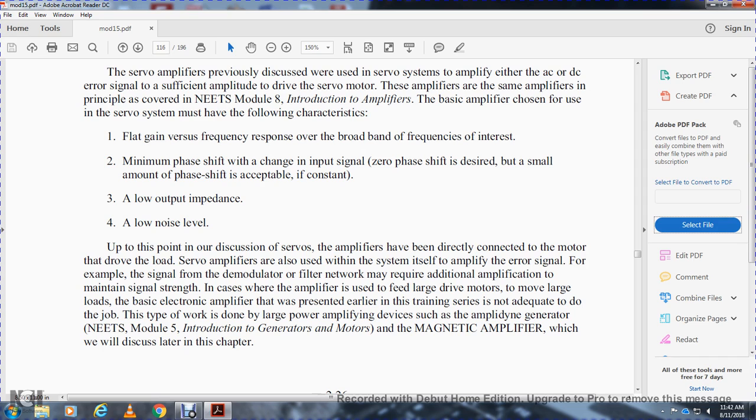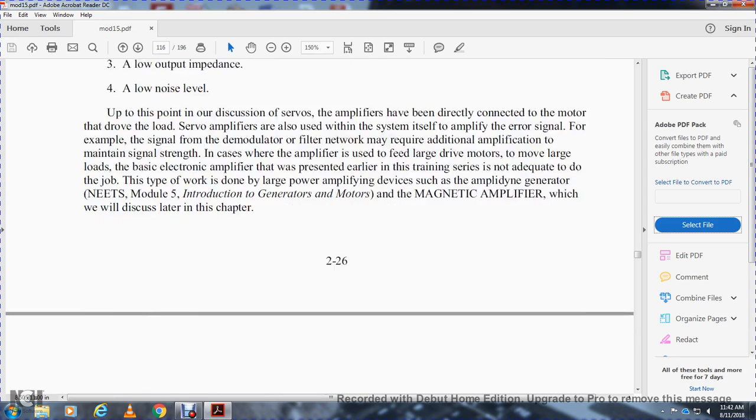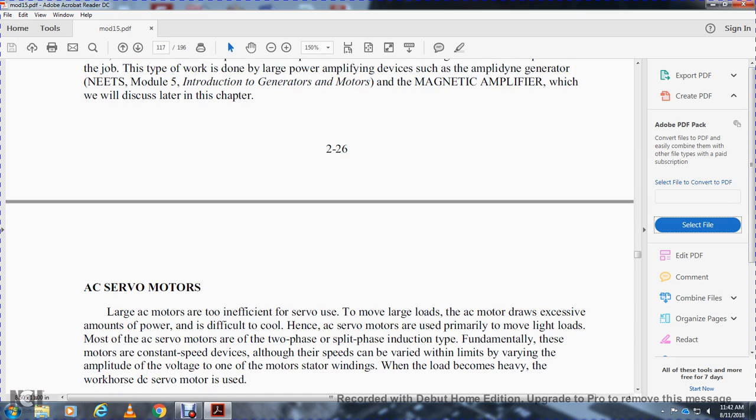The basic electronic amplifier presented earlier in the training series is not adequate to drive a motor that moves a large load. That type of work is done by large power amplifier devices such as the amplidyne generator, discussed in Module 5, Introduction to Generators and Motors, and the magnetic amplifier, which will be discussed later in this chapter.